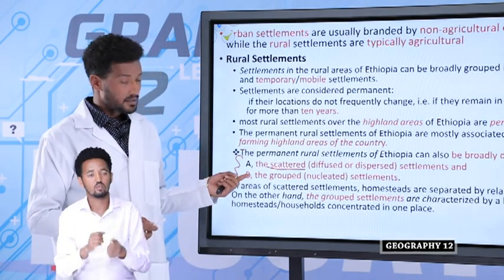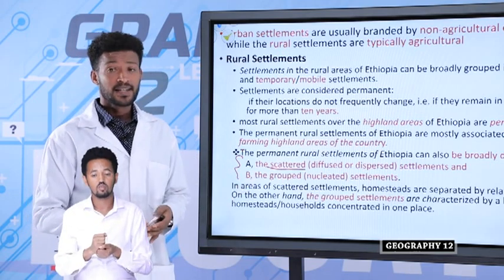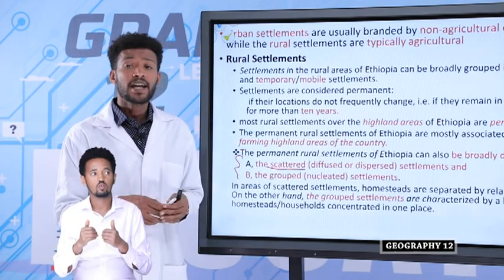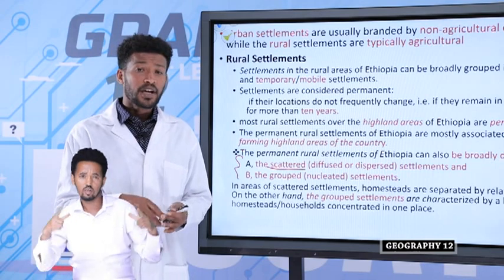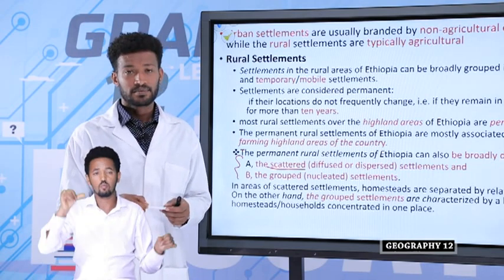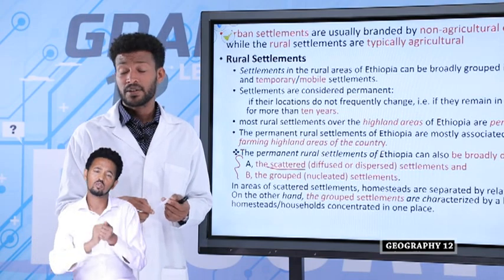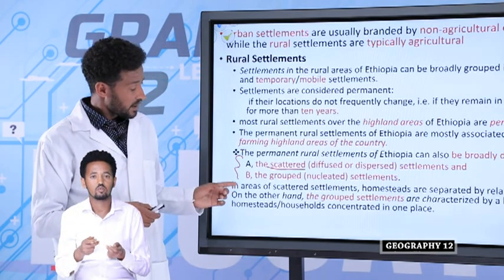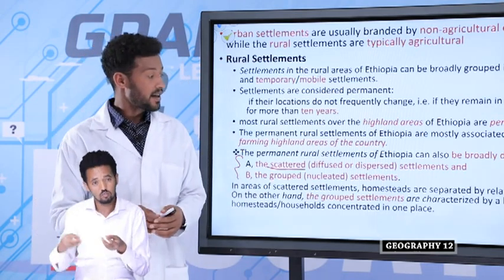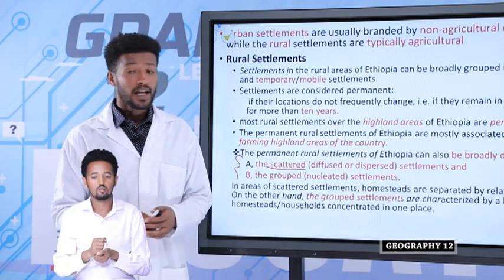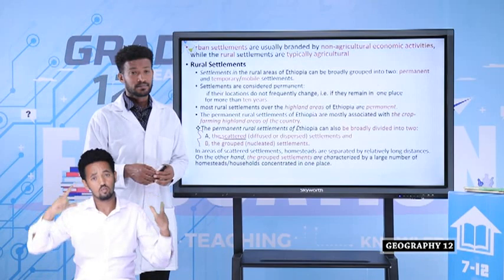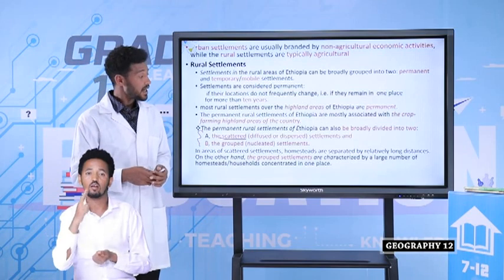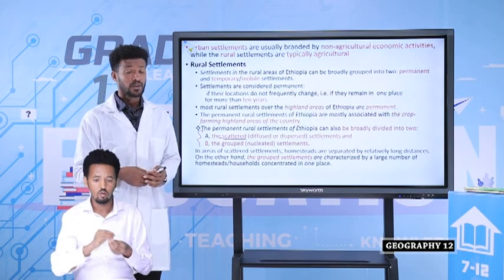On the second one, that's the grouped settlement, what we call nucleated settlement. In this one, you can find a large number of people living on a given square kilometer, as far as density is concerned. The difference between these two is that in the areas of scattered settlements, homesteads are separated by relatively long distances. But in the grouped one, they are characterized by a large number of homesteads or households in the given areas.